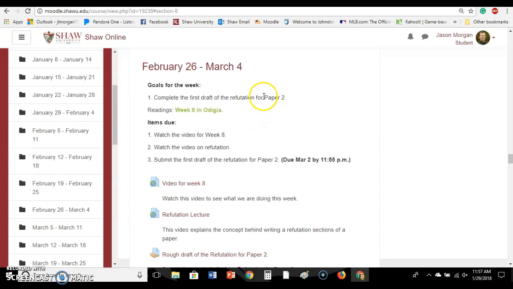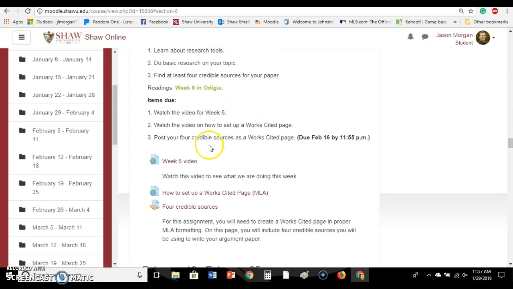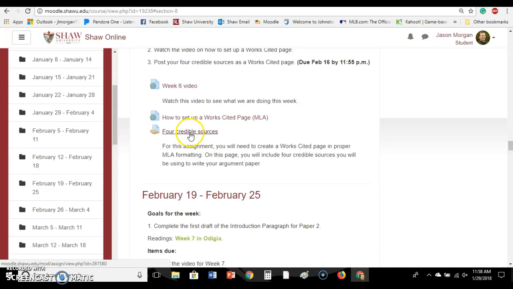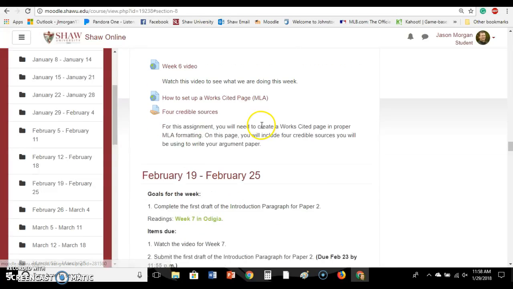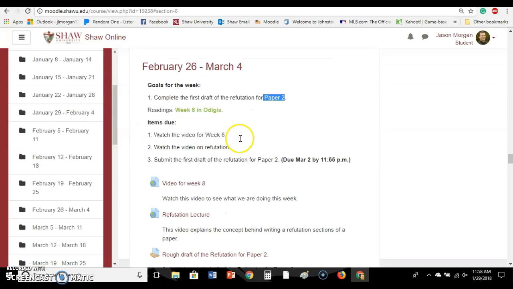We are working on paper 2, which is an argumentative paper. Just as a quick review, a couple of weeks ago we picked topics and you did some research. Last week you started the first draft of the introduction as far as the paper goes. And this week we're working on something called the refutation.